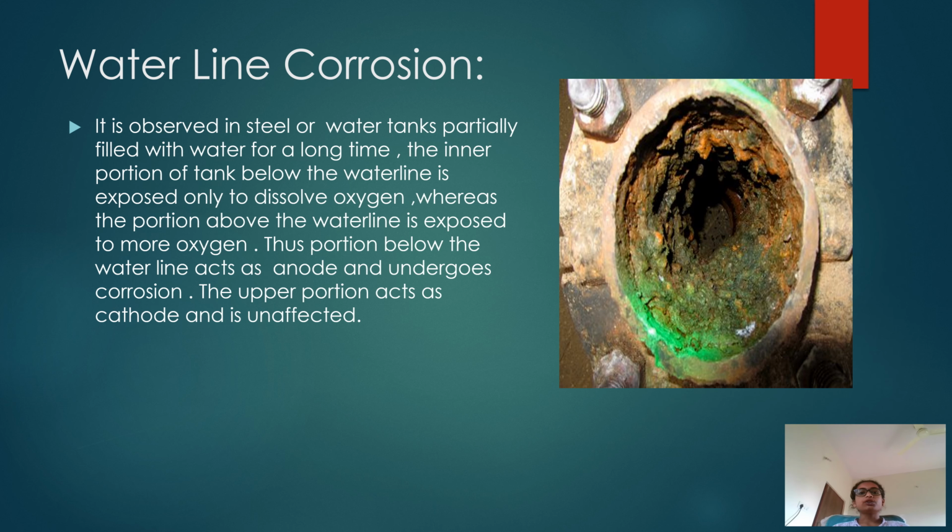Now let us talk about waterline corrosion. It is observed in a steel water tank partially filled with water for a long time. The inner portion of a tank below the water line is exposed only to dissolved oxygen, whereas the portion above the water line is exposed to more oxygen. Thus, the portion below the water line acts as anode and undergoes corrosion. The upper portion acts as cathode and remains unaffected.